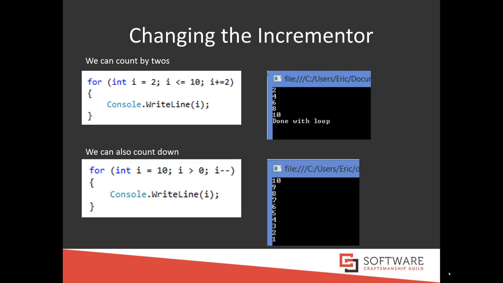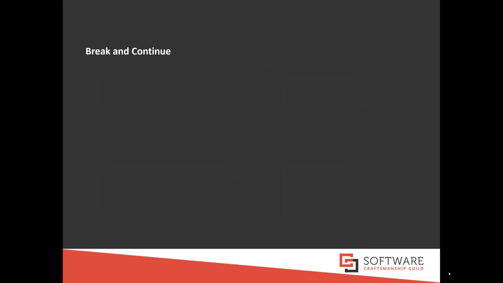We can also count down by subtracting. Here i starts at 10. It's going to go as long as i is greater than 0, and it's going to subtract 1 every time. So in this case, our output is going to be to print 10 all the way down to 1. When it becomes 1, it's going to go to the top of the loop, subtract 1, it becomes 0. 0 is not greater than 0. It terminates the loop.